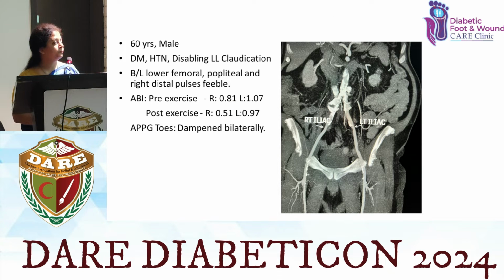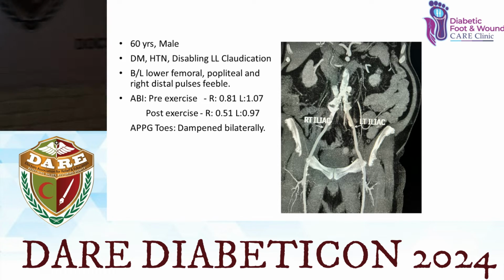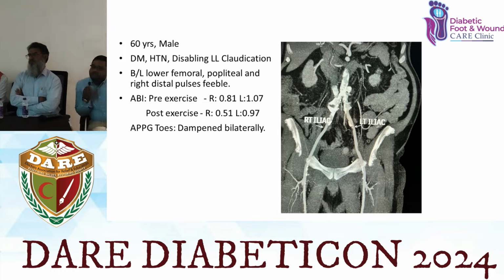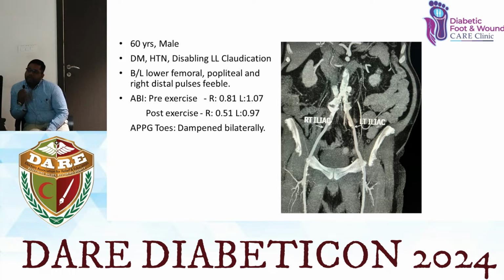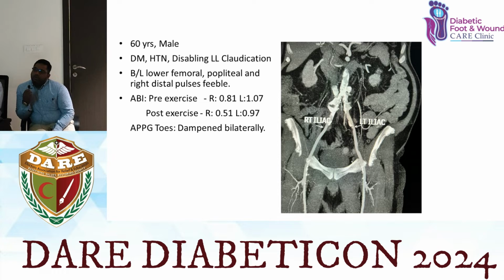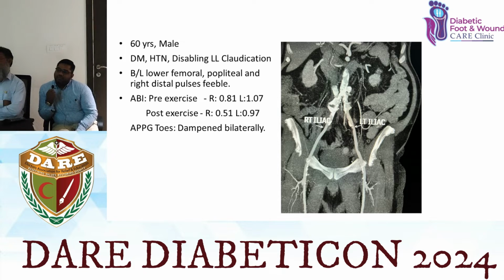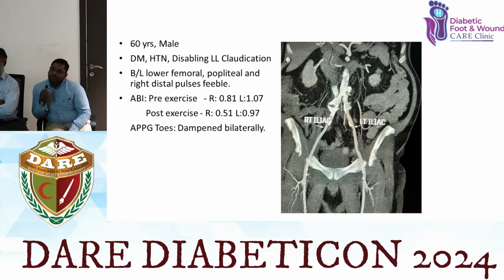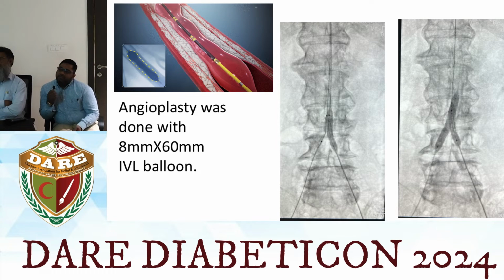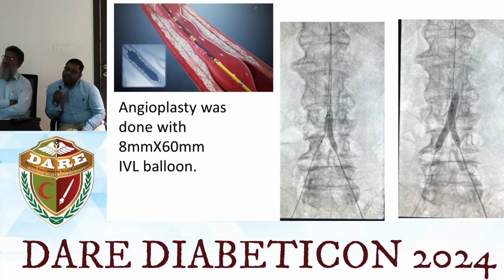This is one more case. A 60-year-old male, again diabetes, hypertensive, and this time he was also having disabling lower limb claudication. On examination, we found lower limb pulses were there, but they were feeble. ABI was done, and APG of both limbs was taken, which was abnormal bilaterally. Imaging was done, which showed heavily calcified vessels.